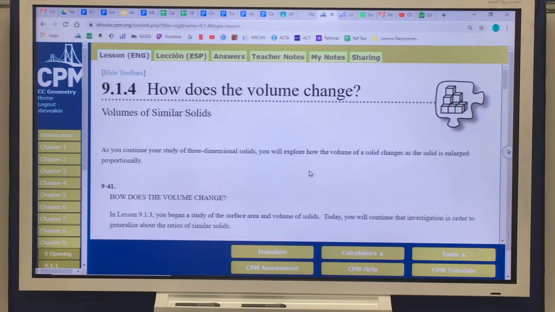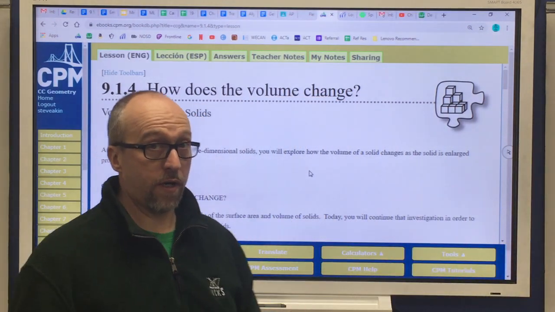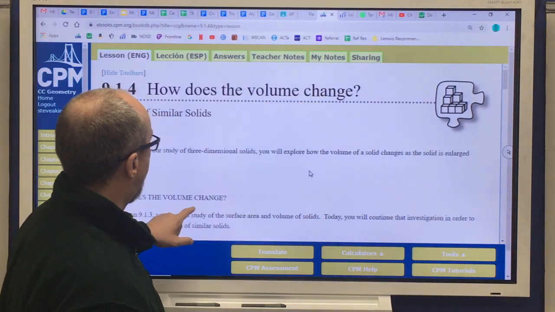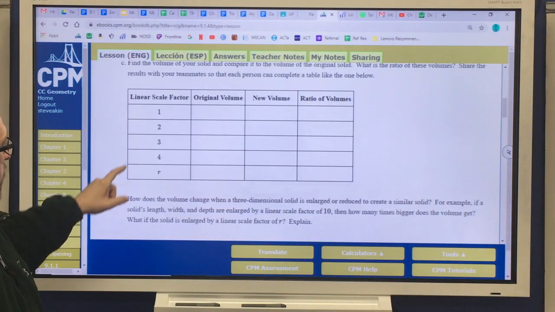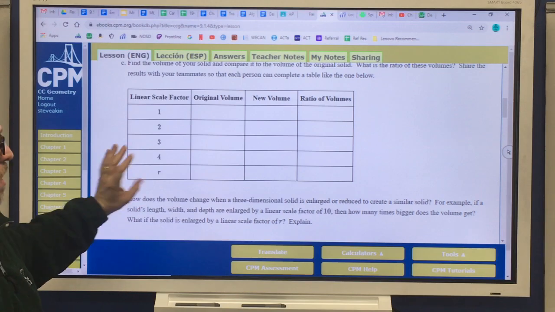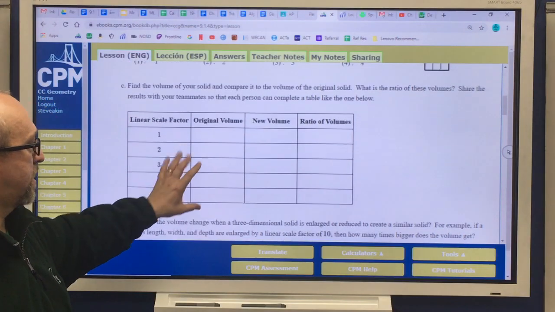All right, geometry, let's talk 9.14. If you look at our Google Doc for homework, you will see that this very image is right there on a note sheet. You can print that off or you can copy this table.